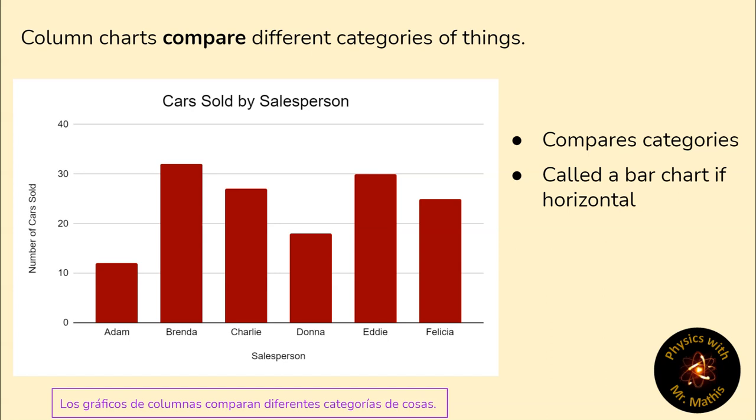Sometimes column charts are drawn horizontally. When we do that, it's called a bar chart. The important thing about a column chart is that each of the categories is a different thing that's being measured.